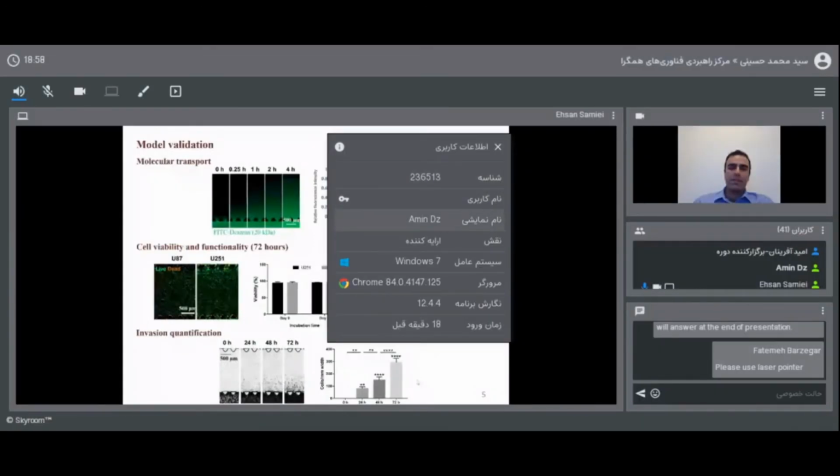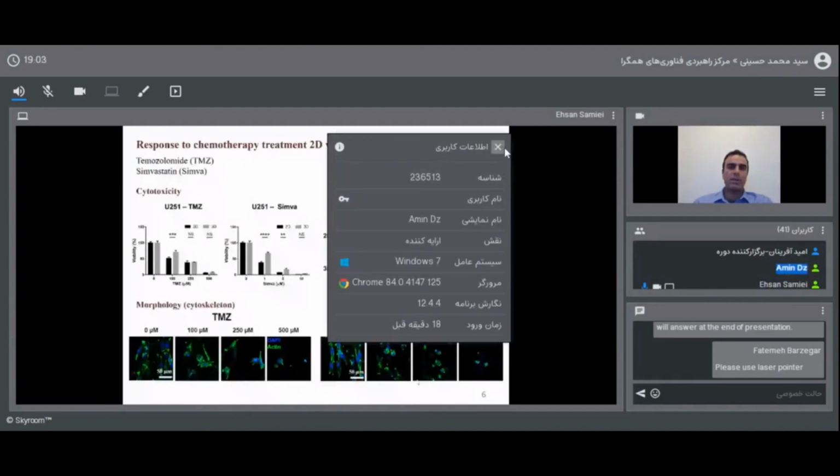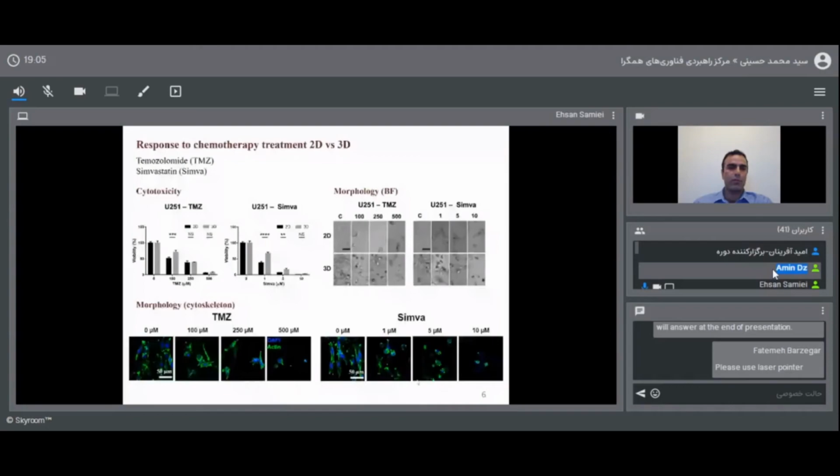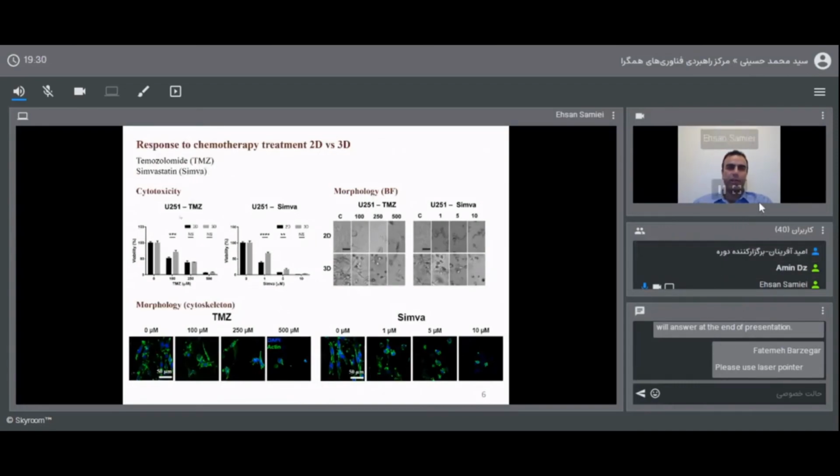Then after validation of the model, we used it for drug testing. Temozolomide is an FDA-approved drug for treating glioblastoma. And simvastatin is a drug that is widely used for, and is known for, its cholesterol-lowering effect. And recently, it has been found to be effective when combined with other drugs for treating cancers. So in this study, we actually tested these two drugs separately.